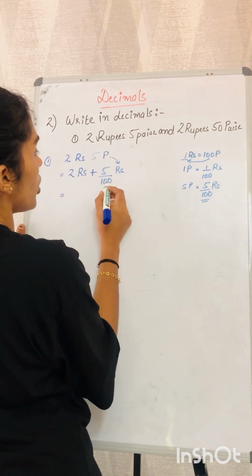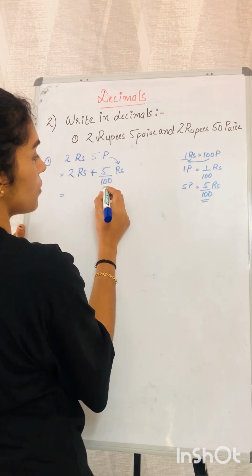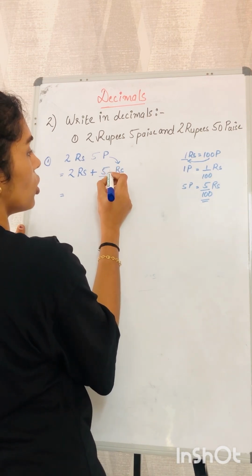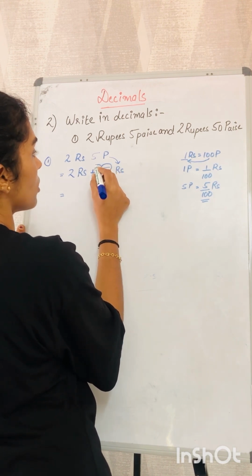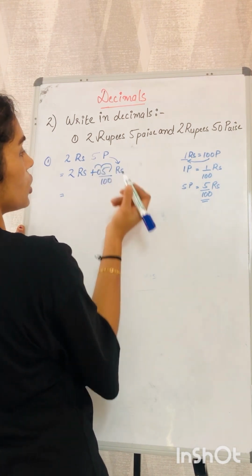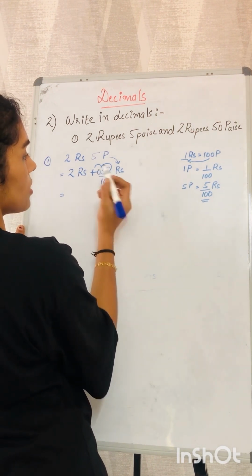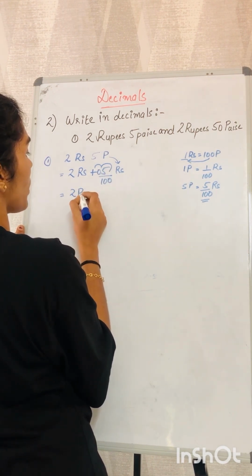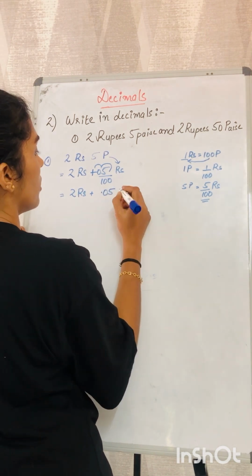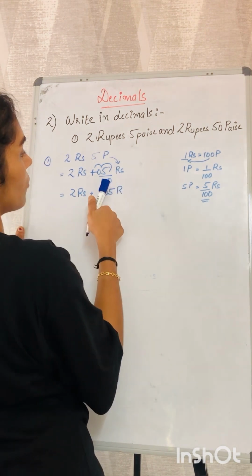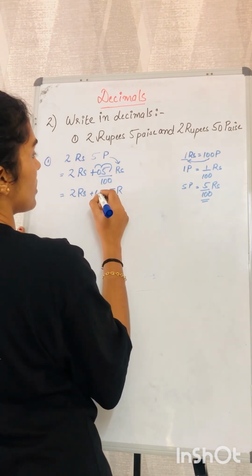Now again, when you have something in the denominator with 2 zeros, what do you have to do? You can assume the decimal as here and you are jumping 2 jumps, right? When you jump 2 jumps, you have to put a 0 here, right? So 2 rupees plus 0.05 rupees. You converted this into decimal.